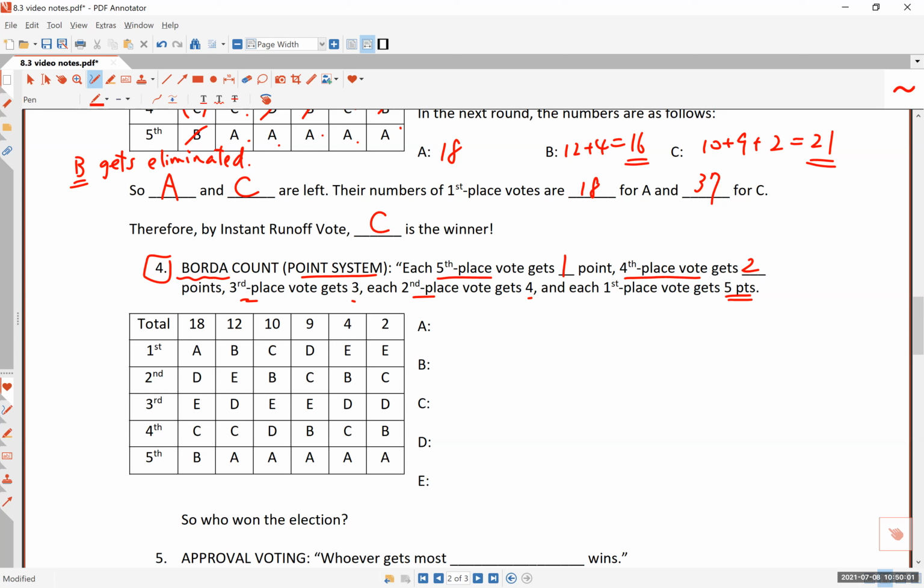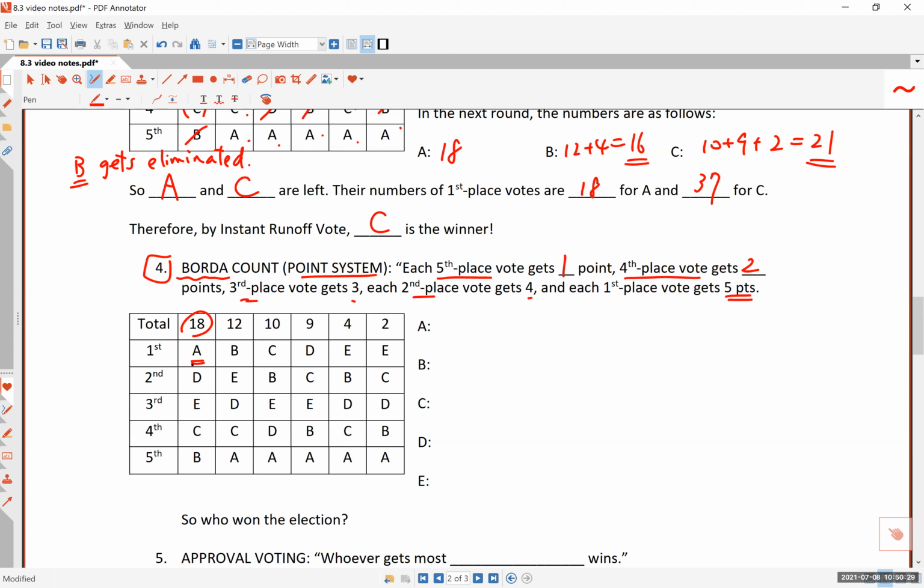It's going to take a while to calculate this, and you may have to get familiar with this kind of calculation. It involves multiplication and addition, but you can do this, and let's go ahead and try to do this. Okay, how many points would A get? Here's the way to do this. A looks like how many? So how many first place votes does A have?